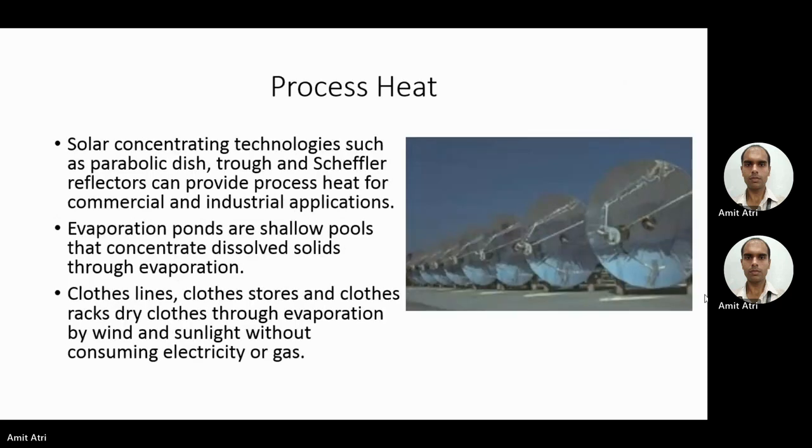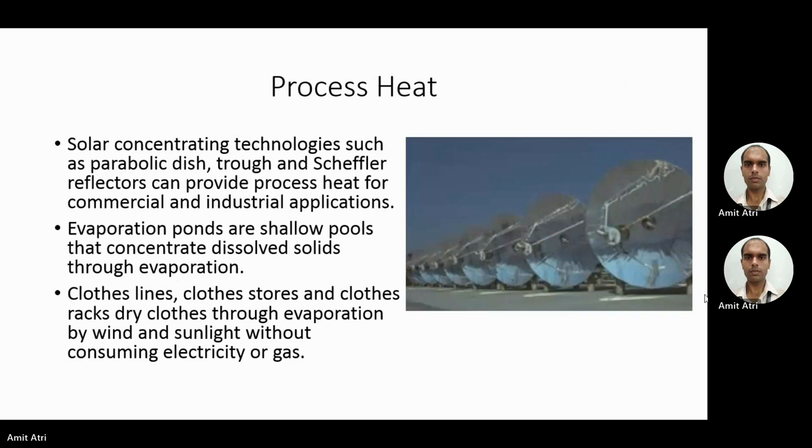Next thing is process heat. So something related to industrial applications as well. Solar concentrating technologies, such as the parabolic dish, trough, and Scheffler reflectors, can provide process heat for commercial and industrial applications. With large scale and a huge amount of heat we can produce using this type of technology, the concentrators. Okay, parabolic dish, trough, or Scheffler reflector.